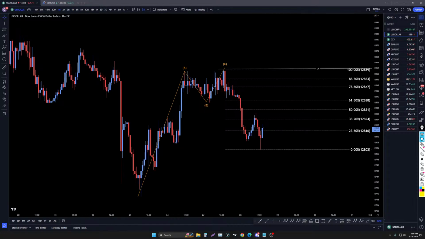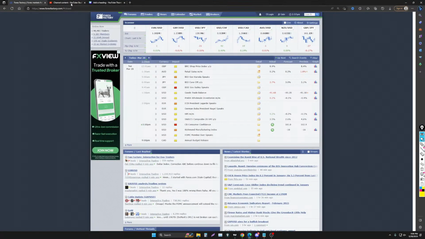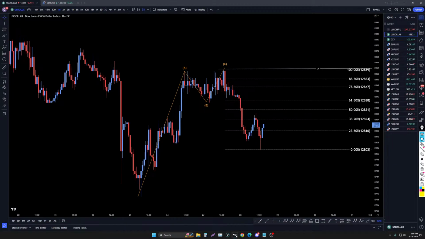Yeah, let's see what happened with the news. Did it actually even do anything? It was positive for the dollar on the manufacturing index. It was actually very positive. Yeah, come on. Guess it doesn't want to tell me what the news is. Yeah, it's going up a little. Definitely not a market mover, that's for sure. Like, not at all.